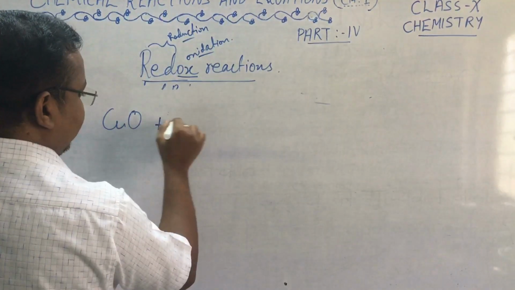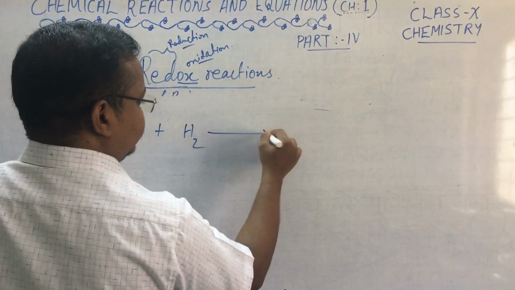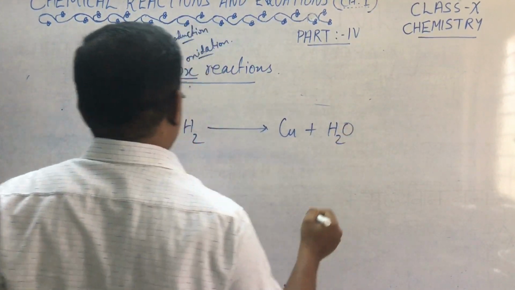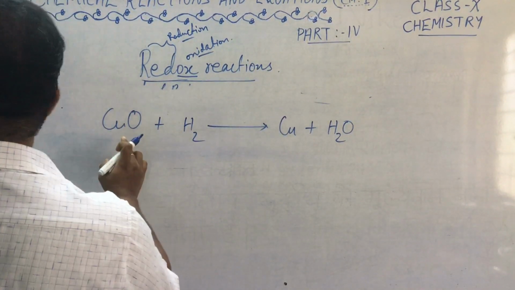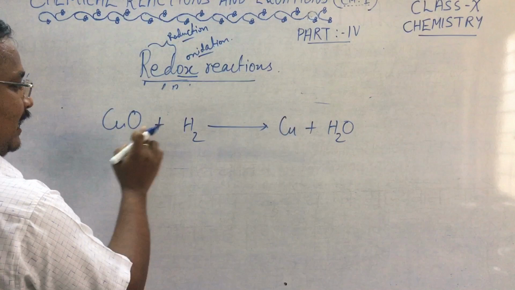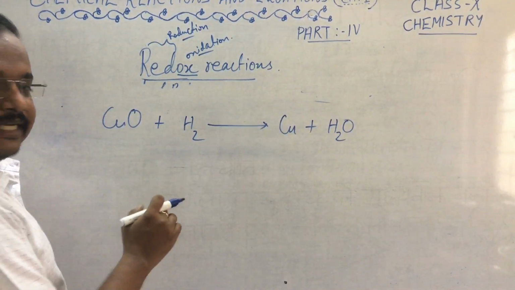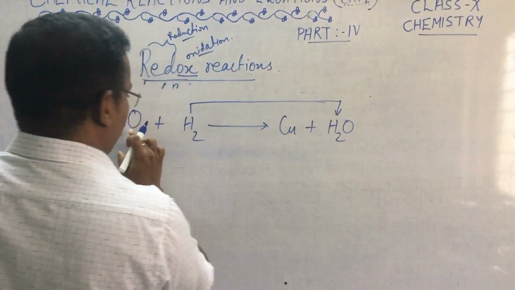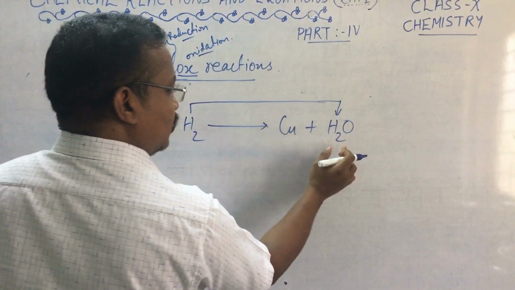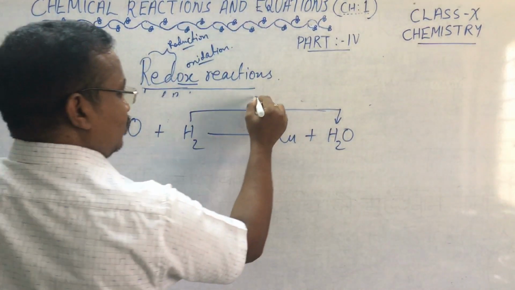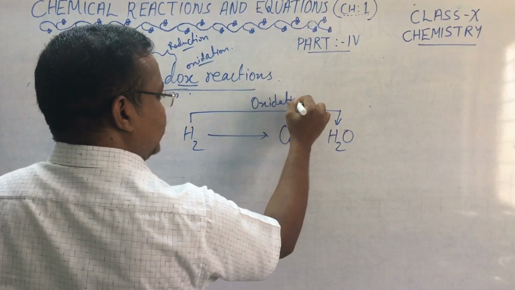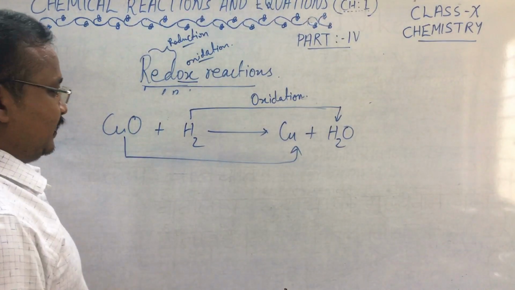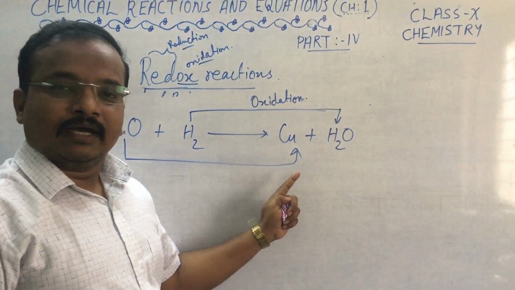CuO on heating with hydrogen produces Cu plus H2O, right? In this reaction, hydrogen is added to CuO. What we have discussed here is hydrogen undergoing oxidation, where oxygen is added to hydrogen to form H2O, right? This is our oxidation reaction, where addition of oxygen takes place. And from CuO we have removed oxygen, therefore it is called a reduction.